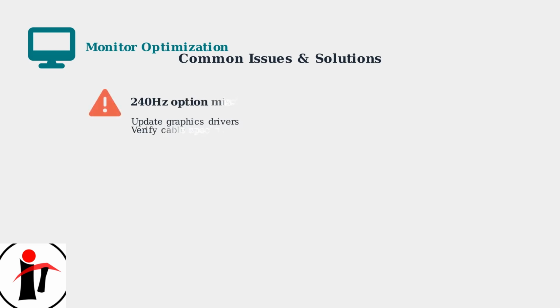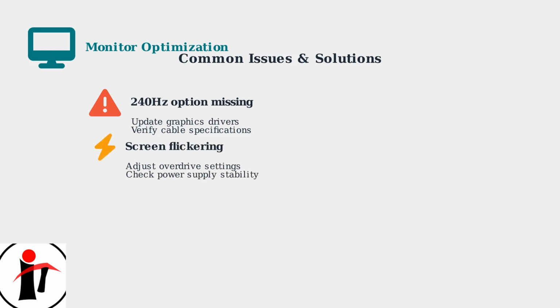If you encounter issues, here are the most common problems and their solutions. If the 240 Hz option doesn't appear, first update your graphics drivers and ensure your cable meets DisplayPort 1.4 or HDMI 2.1 specifications. Screen flickering usually occurs from overdrive settings that are too aggressive or power supply issues. Lower the overdrive setting first. If colors appear washed out, access your monitor's color settings and adjust gamma, contrast, and saturation to restore vibrant colors.